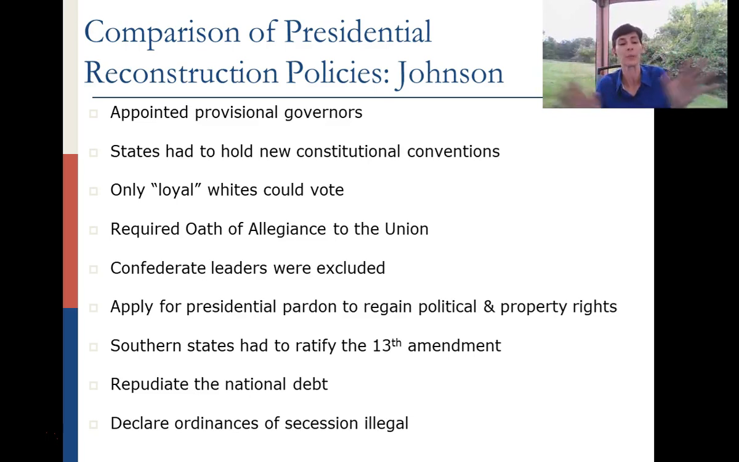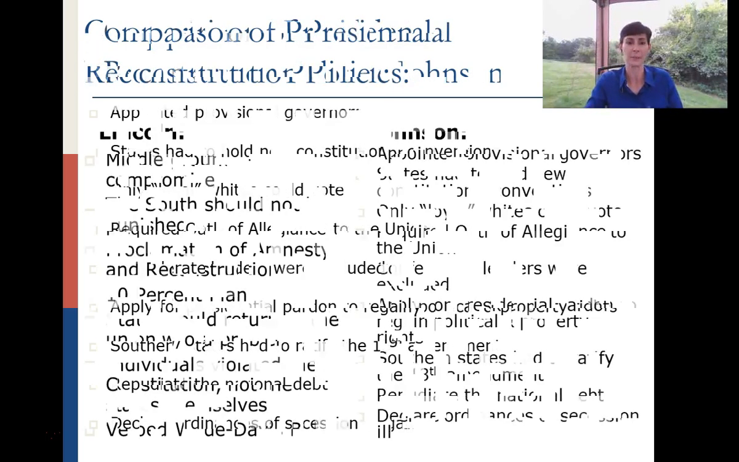Now, the thing that I really just want to spend a second talking about is this applying for a presidential pardon to regain political and property rights. Basically, you have to bow down to Johnson and do whatever he wants. And if you don't do what he wants precisely in the way that he wants it, you're not getting anything. You're done. He has complete and full control over who's allowed to get their political and property rights back and who isn't. So this is a very dangerous situation to have existing.